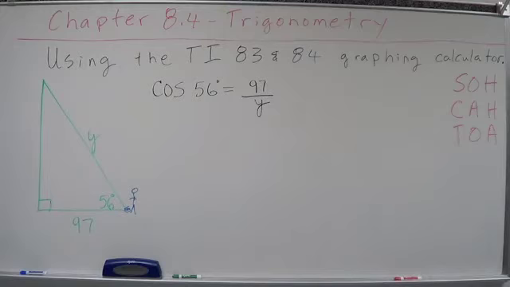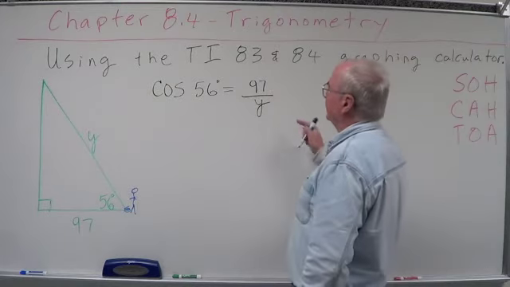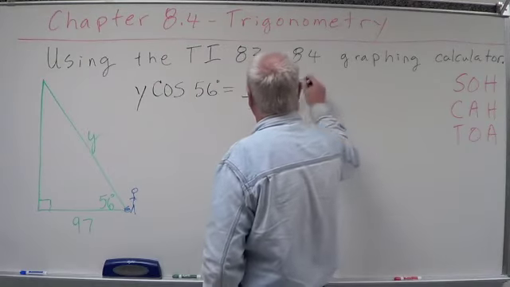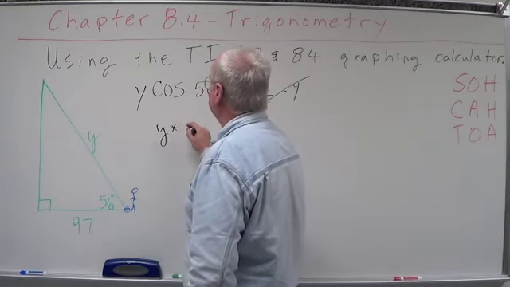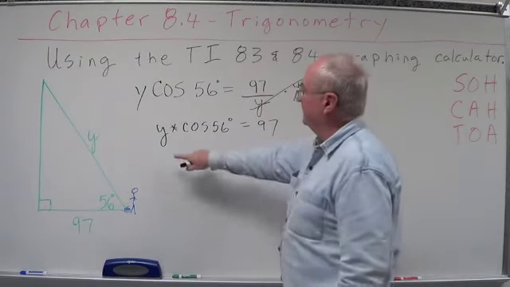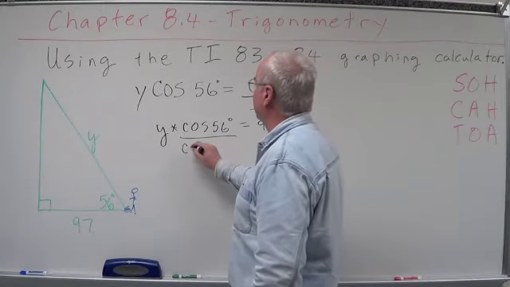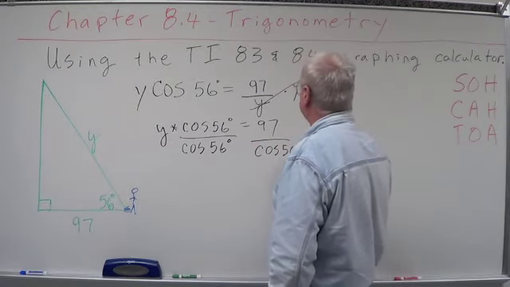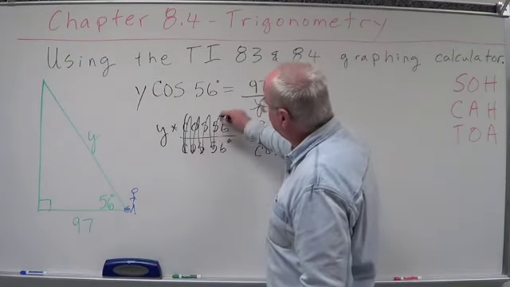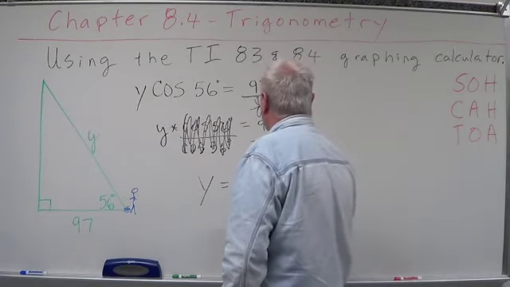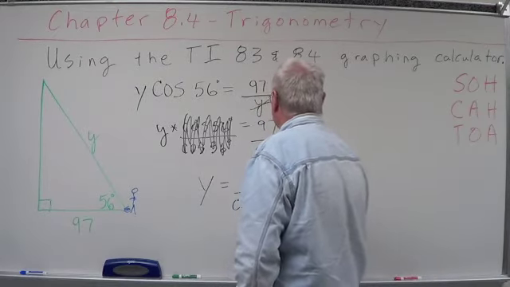All right? 97 divided by y. So when we do our math to get everything taken care of, we really would like that y by itself, so we're going to multiply both sides by y. What happens? We get this: y times cosine of 56 degrees equals 97. We really would like y by itself, so we're going to divide everything by the cosine of 56. Cosine of 56 is divided by itself, so we end up with y equals 97 over cosine of 56.